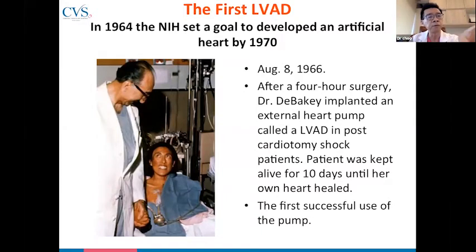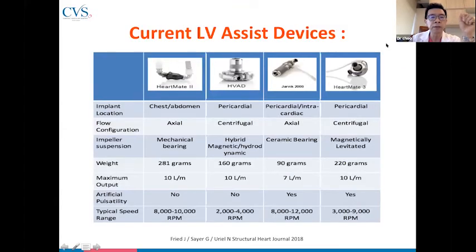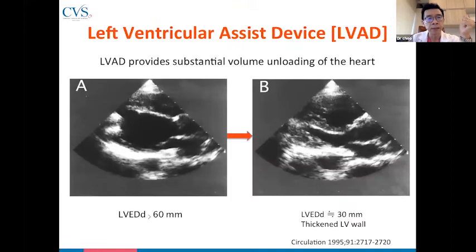So this has improved a lot from the first LV assist devices in 1966. This was the first patient, to now there are so many other iterations of the devices. So very often in many centers, these have become the end treatment for patients with no other options.